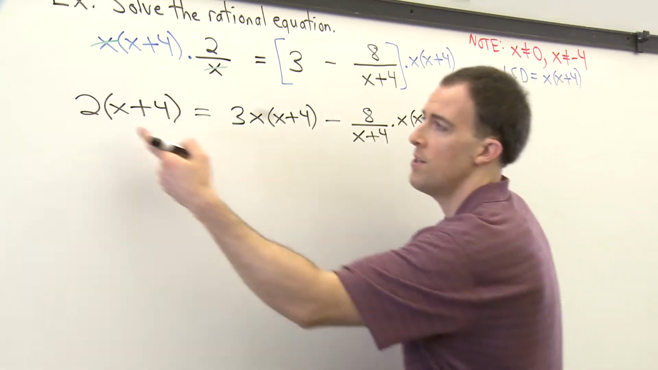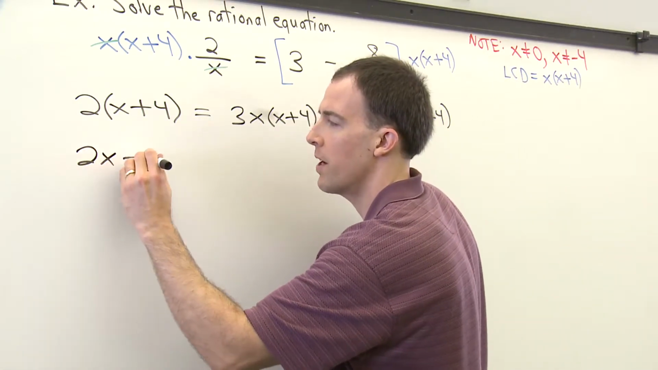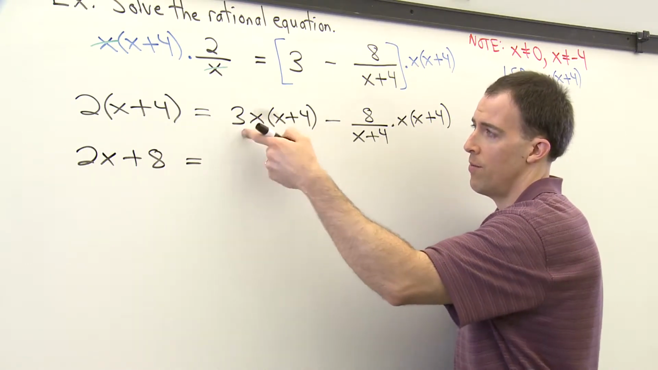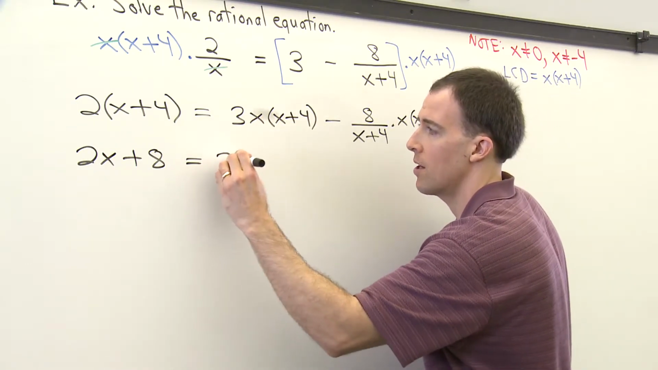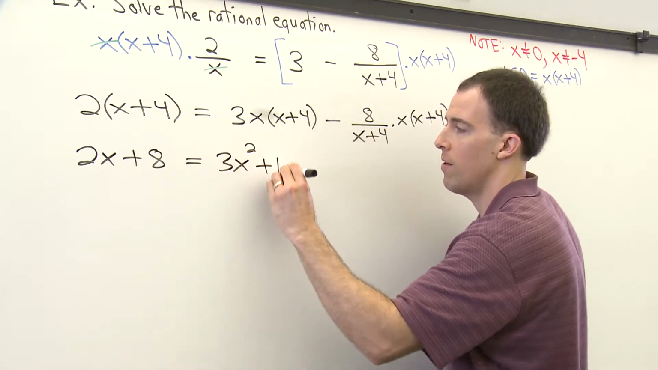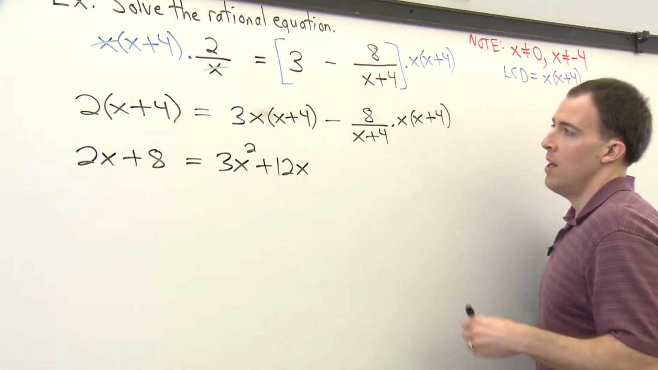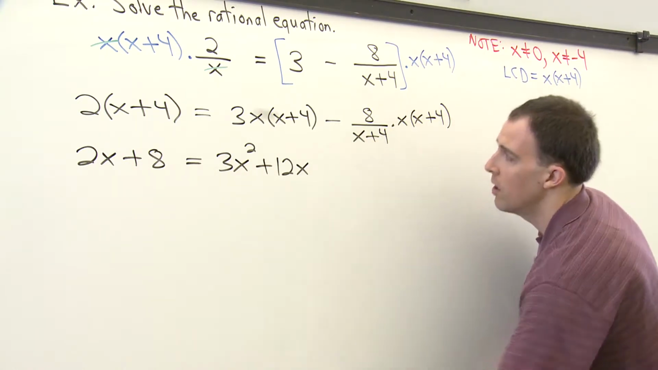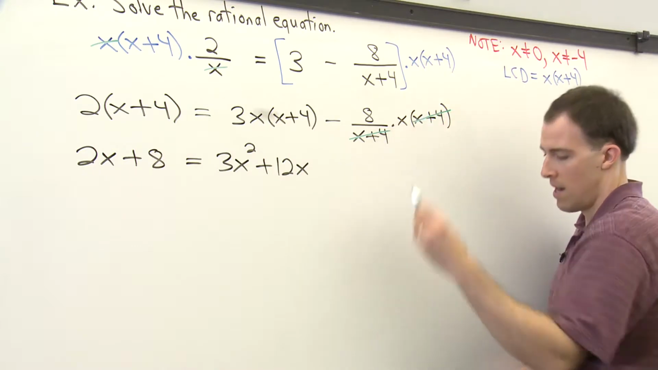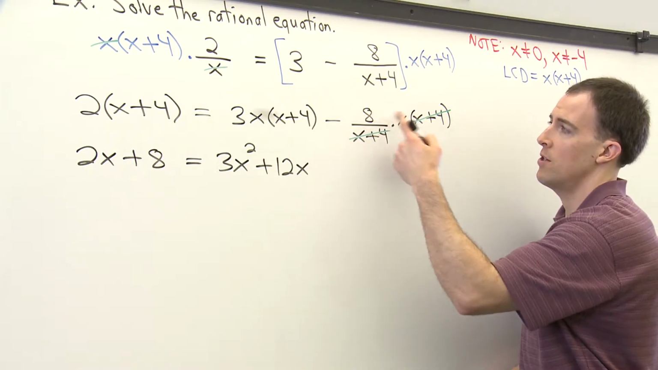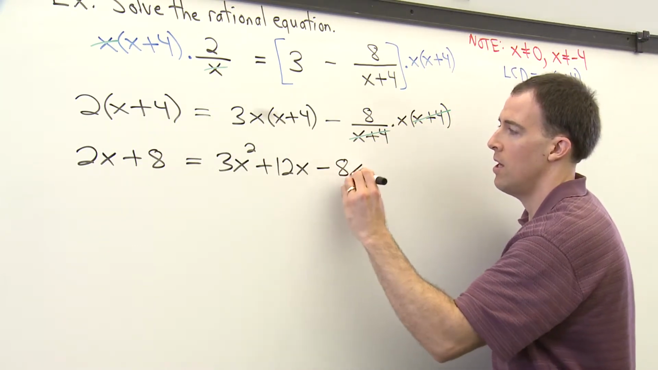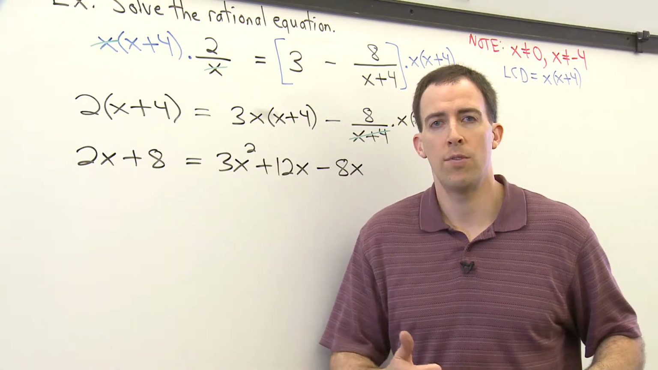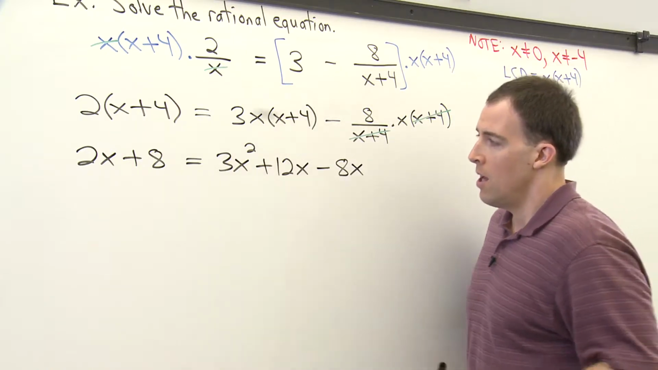On the left side, the 2 needs to get distributed through the parentheses. That becomes 2x plus 8. And on the right side, we've got to distribute the 3x through the parentheses to clear the parentheses here. That's going to be 3x squared plus 12x. And then for this last term, 8 over x plus 4 times x plus 4, the x plus 4 factors cancel each other out, and it simplifies to just 8x. So we have minus 8x. Notice at this stage, all of the fractions have been cleared, which means we're on the right track, we're doing it properly.